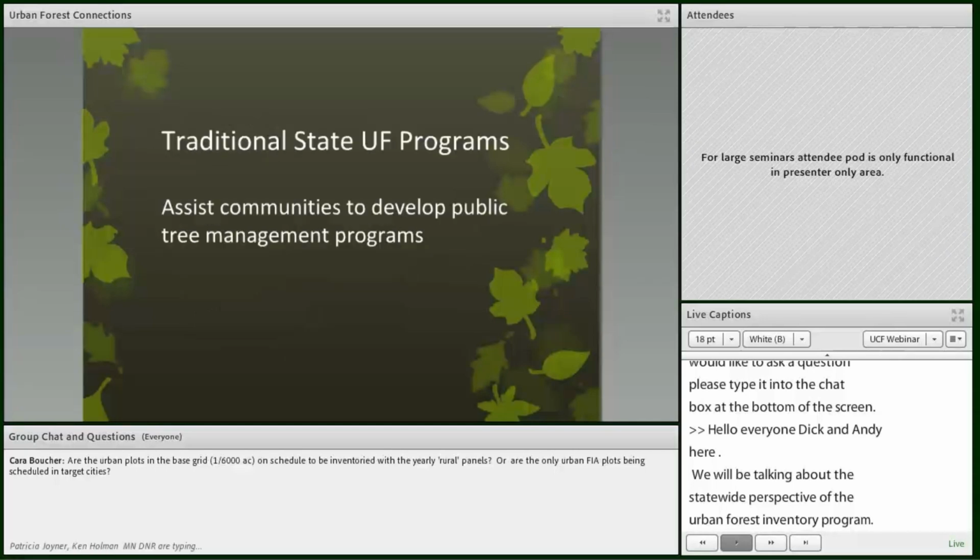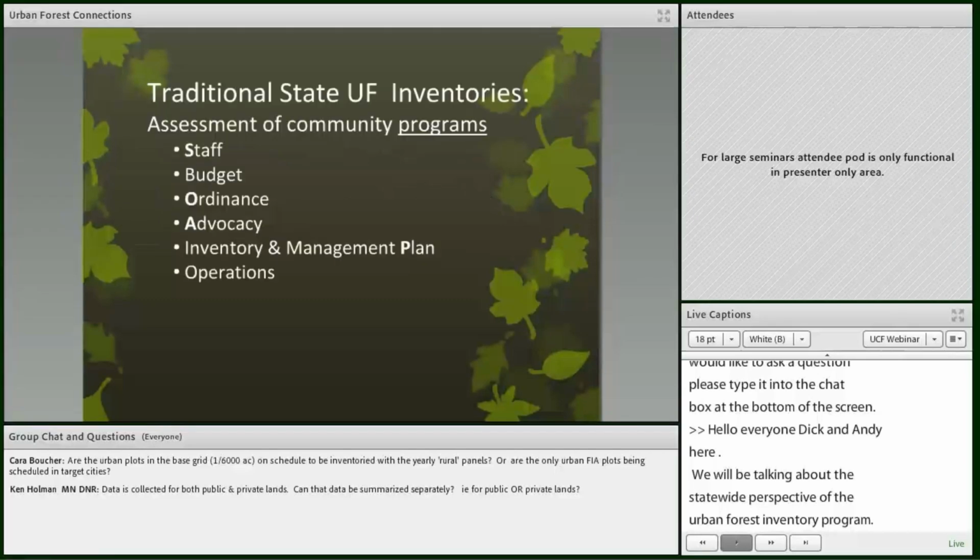Now, state urban forestry programs have traditionally been an assistance to communities to develop those public tree management programs. And our state inventory, if you will, has really not been an inventory of the forest, but an assessment of community programs so that we can identify management gaps and direct our assistance to help fill those gaps.